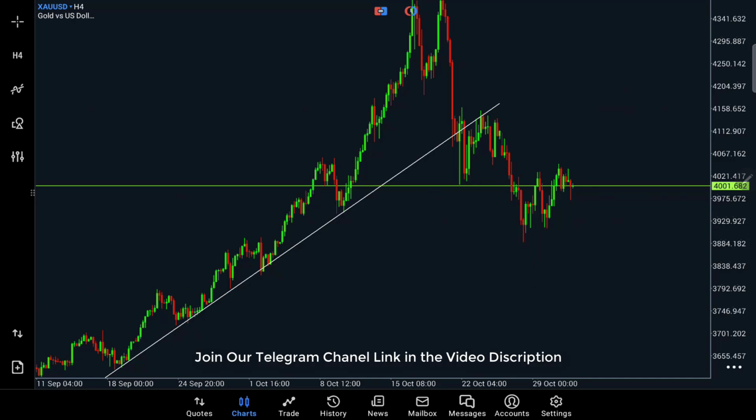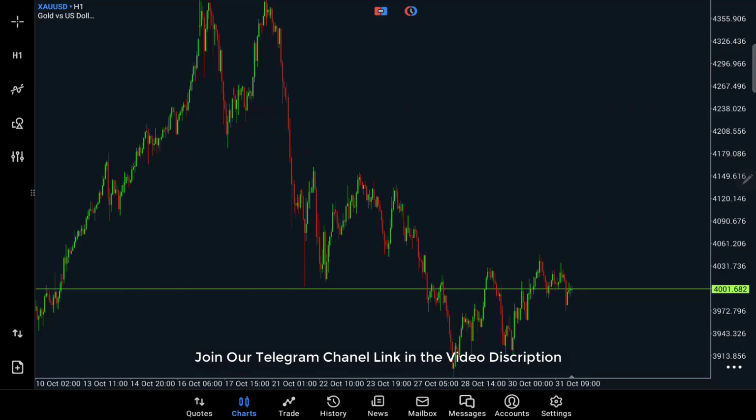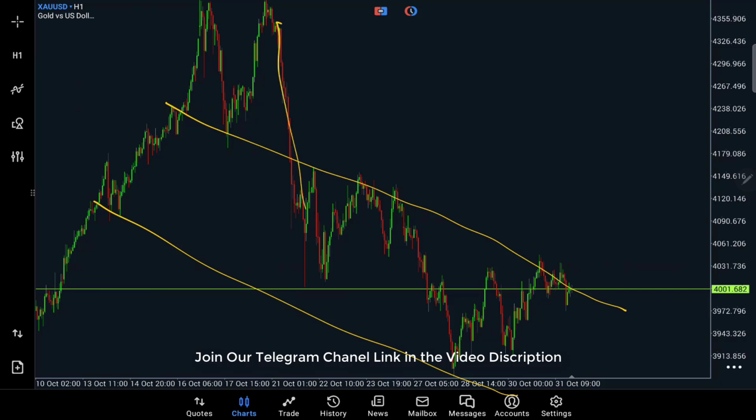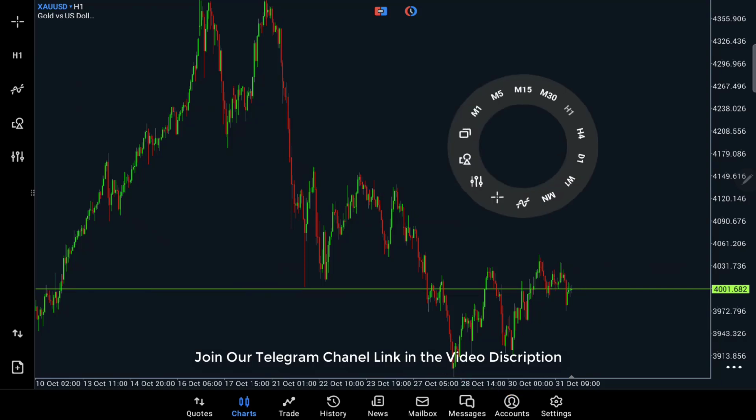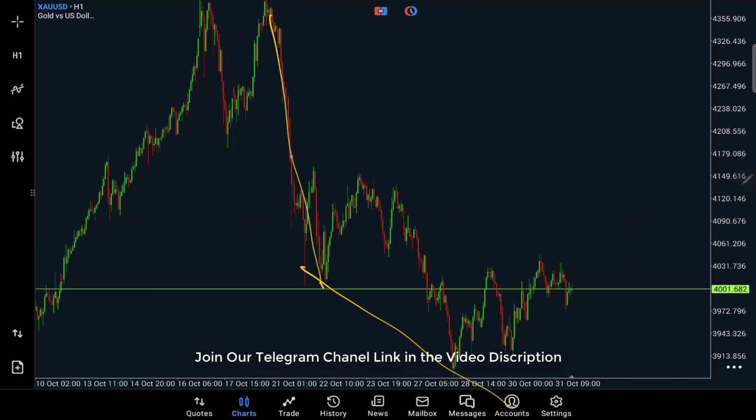Okay, and we will find our entry in the H1 time frame, because H1 works more for us as we are swing or scalping traders. In the H1 time frame, as you can see, there is a trend line formed over this particular area. Okay, and there is a bearish movement. And as I said at the start of the video, there is a flag pattern formed in that particular area.